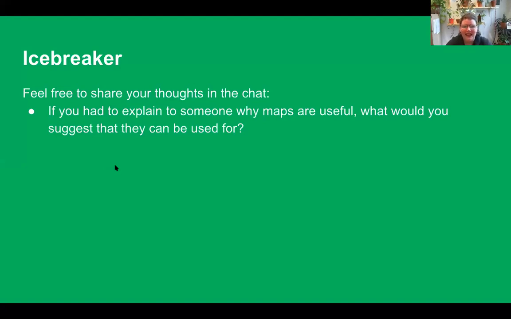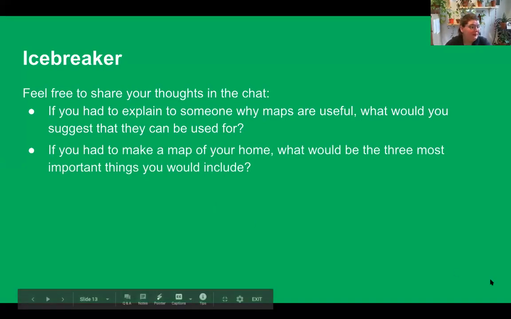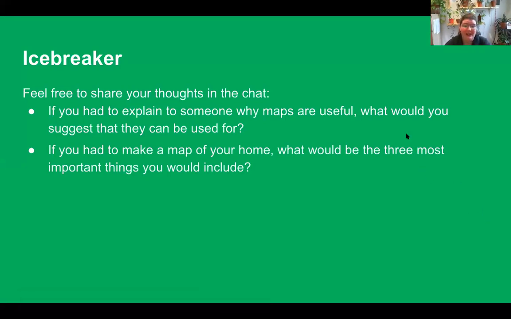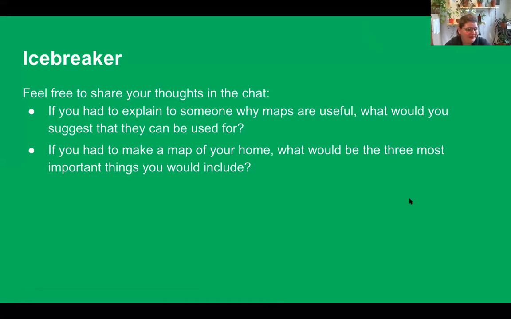But let's dive into our second icebreaker activity. Our second question is, if you had to make a map of your home, what would be the 3 most important things that you would include? And again, you could put that in the chat. If you had to make a map of your home, what would be the 3 most important things that you would include? Some answers are bathroom, kitchen, bed.